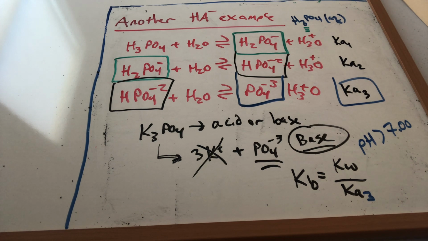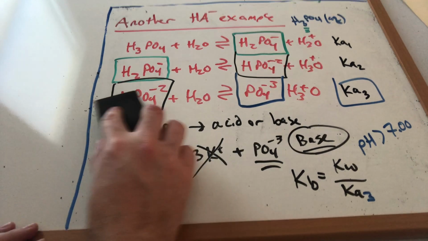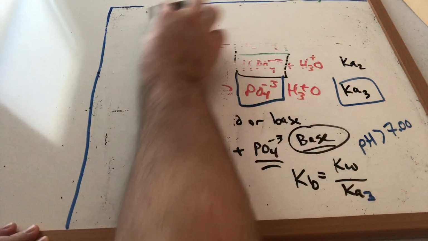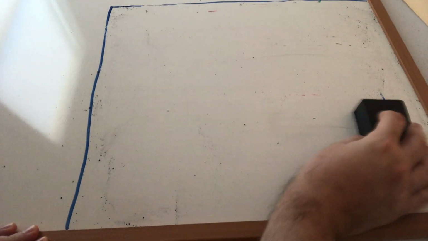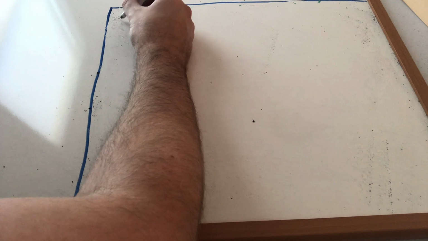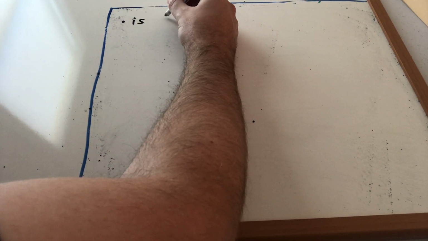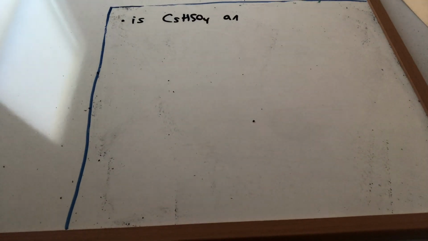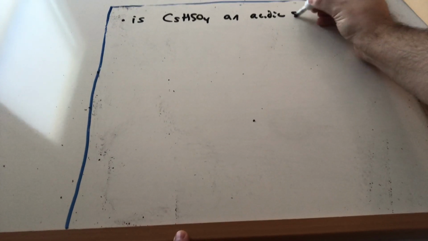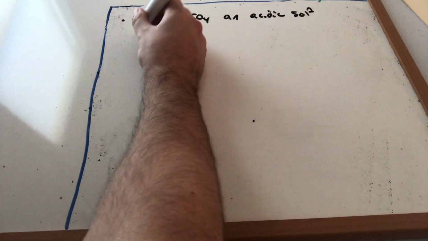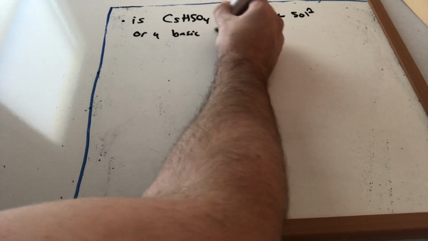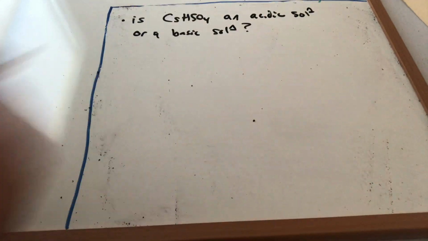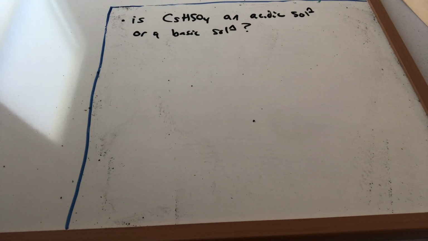Okay? One last example, just one more time, because it is so important in multiple aspects of our analysis of acidic and basic solutions. Let's do cesium now just for a different metal. Is CsHSO4 an acid, an acidic solution, or a basic solution? All right, does it produce an acidic solution or basic solution?